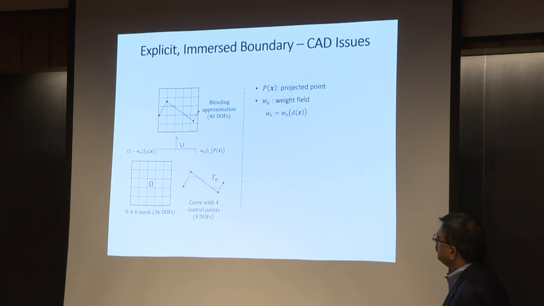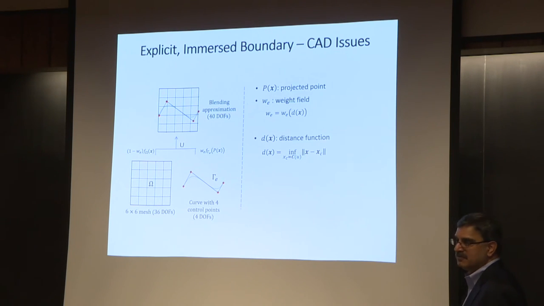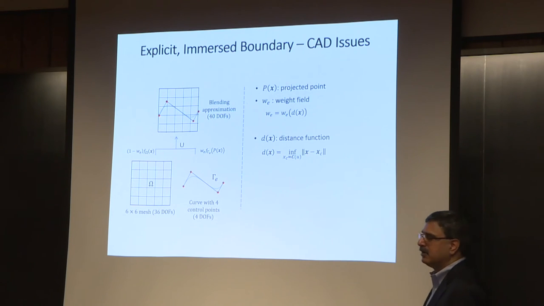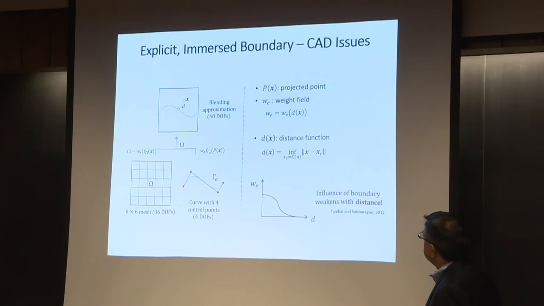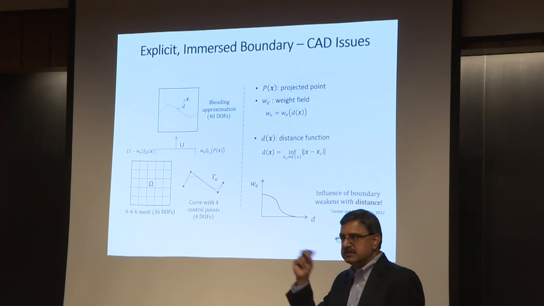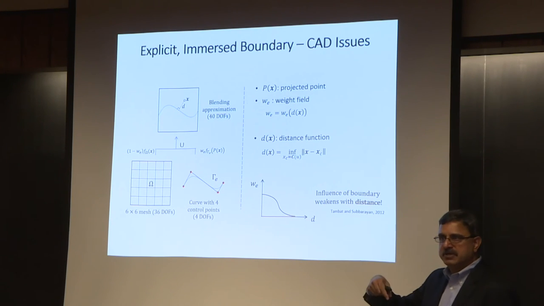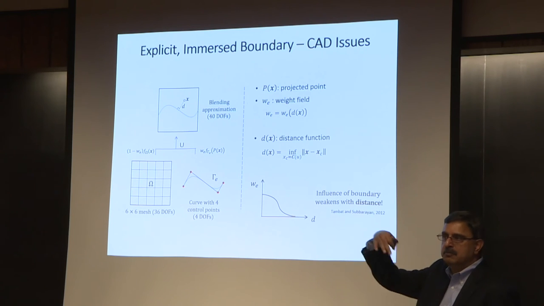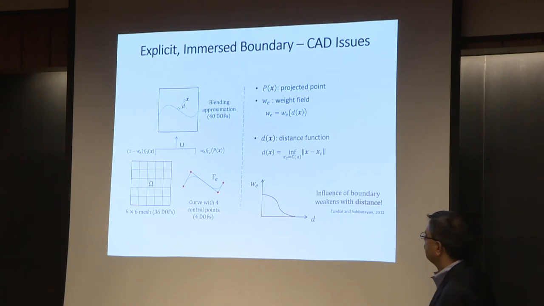There are two issues when you do this explicit immersed boundary. First issue is you need to know what is the distance of influence. This interface that you put in typically has physics associated with it. That physics dies as a function of distance. So you need to have a measure of distance from that surface. Those are all CAD issues that come about. And you also need to know, given a point, what is the nearest point on the interface that it influences? So that's called point projection. So you need to know something about distance, and you need to be able to project the point onto the surface.